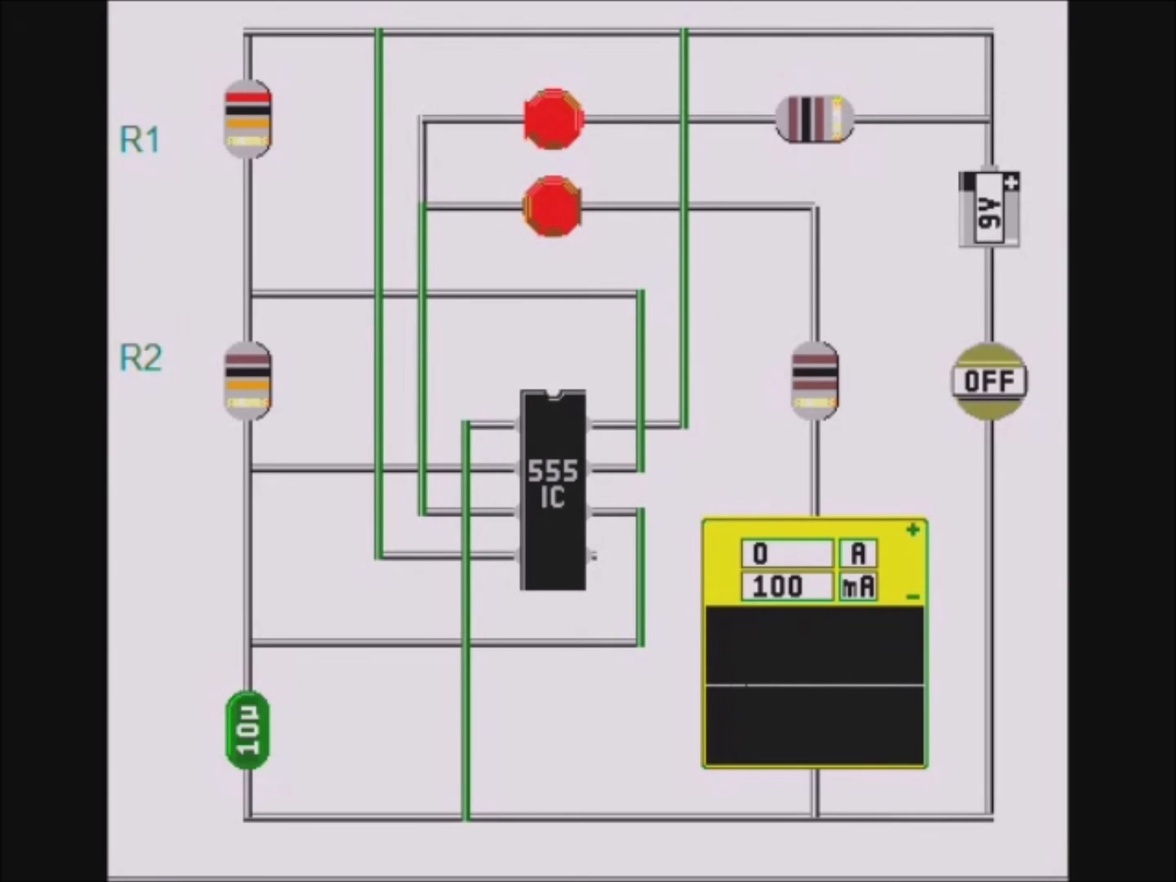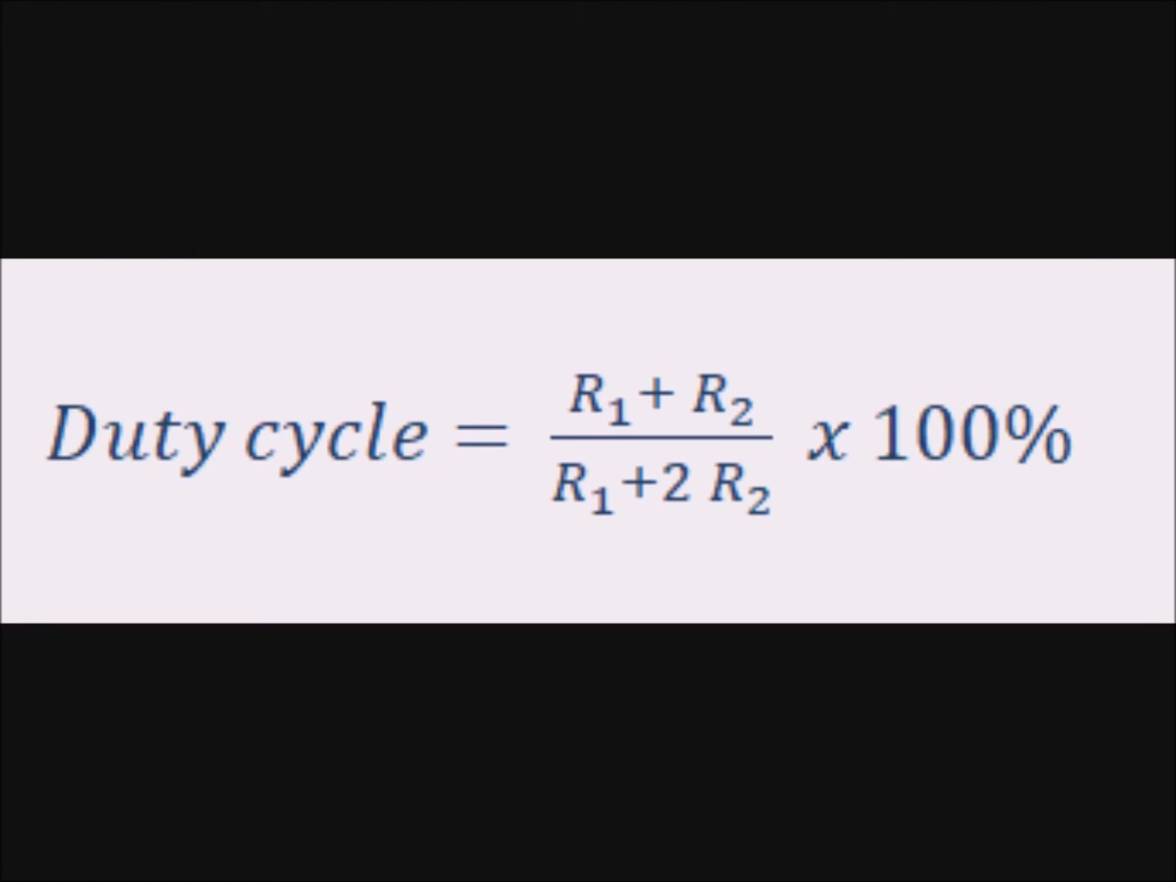To recap, when the timer is on, pin 3 is connected internally to the power supply. When the timer is off, pin 3 is connected internally to ground. By varying the resistors R1 and R2, one can alter the duty cycle, or the proportion of time that the timer is on. In this example, R1 equals 20k and R2 equals 10k. This gives a duty cycle of 75%. The formula for calculating the duty cycle is given by this equation.